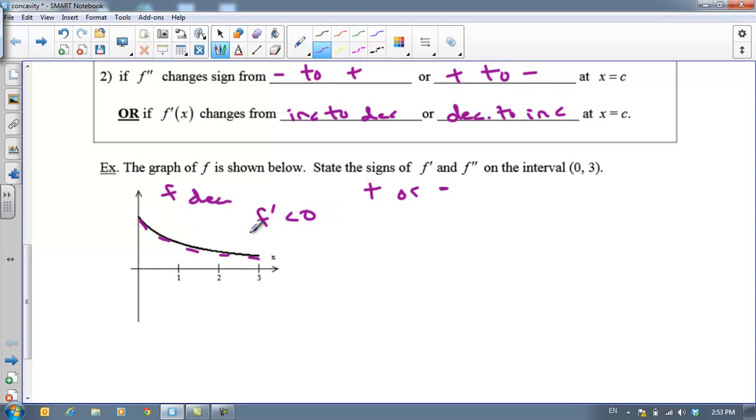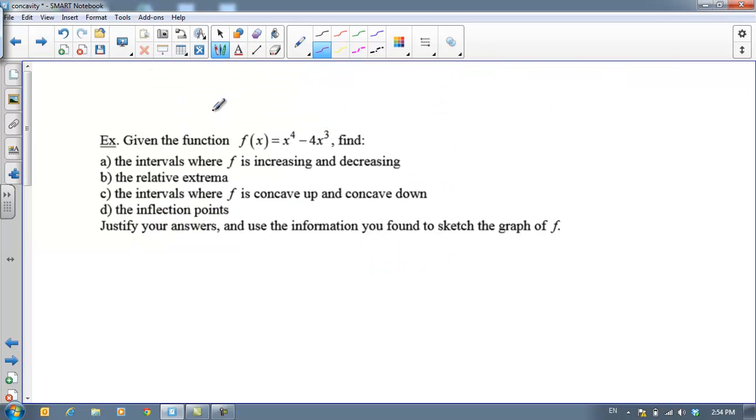So f prime is negative, but what's happening to f prime? Is f prime getting bigger or smaller? This is a pretty steep negative out here, but it looks like f prime is slowly getting larger and heading towards 0. So since f prime is increasing, even though they're all negative, they're not as big negatives. Since f prime is increasing, that means that f double prime is going to be positive on that interval. This is a concave up graph. It's part of a smile. It makes me happy.